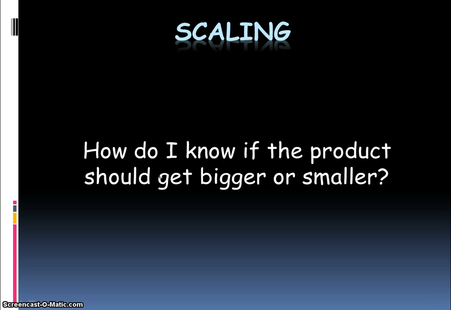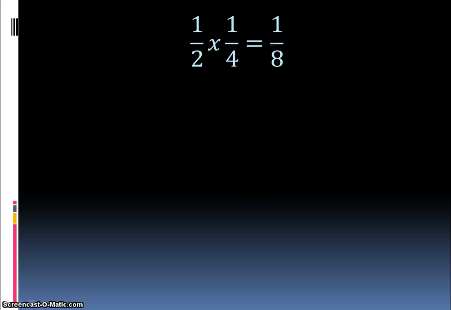Today we are going to be talking about scaling. Having an understanding of scaling means that you are knowing if when you multiply your product will get bigger or smaller. Using the example 1/2 times 1/4, we already know with our fraction multiplication knowledge that our product is 1/8.